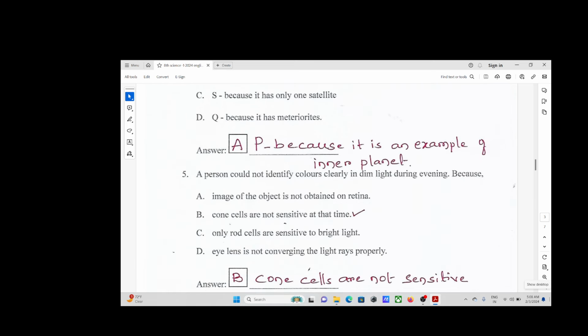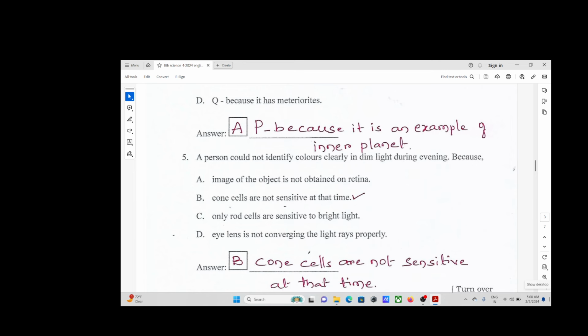Question number 5, a person could not identify colors clearly in a dim light during evening because option A, image of the object is not obtained on retina. Option B, cone cells are not sensitive at that time. Option C, only rod cells are sensitive to bright light. Option D, eye lens is not converting the light rays properly. Correct answer is option B, cone cells are not sensitive at that time.